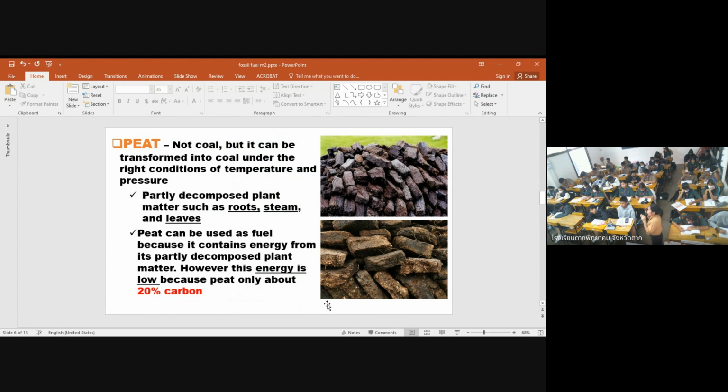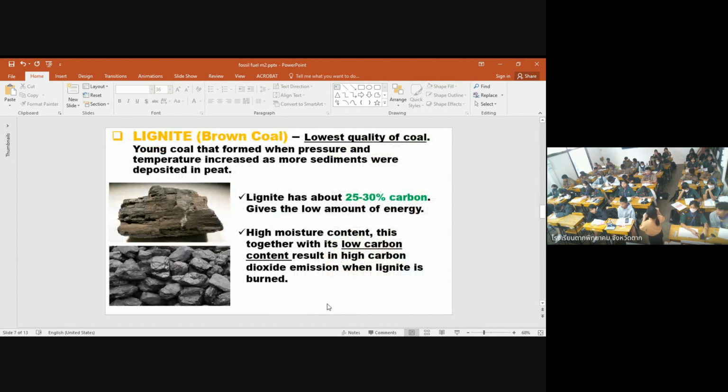Again, where do you find the peat? It's not a coal, but it can transform into a coal. It is partly decomposed, coming from your roots, stem, or leaves. Take a look at the picture. This is the example of your peat, and of course, it contains 20% of carbon. So that is peat.